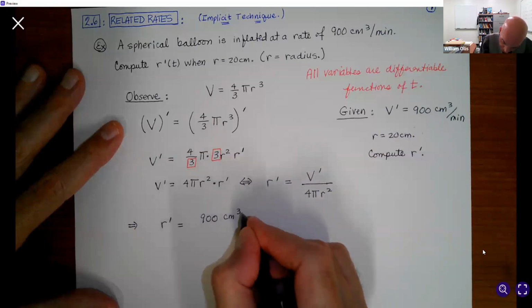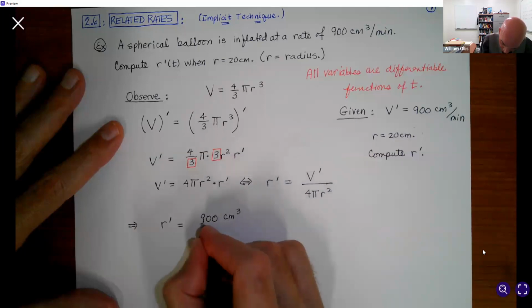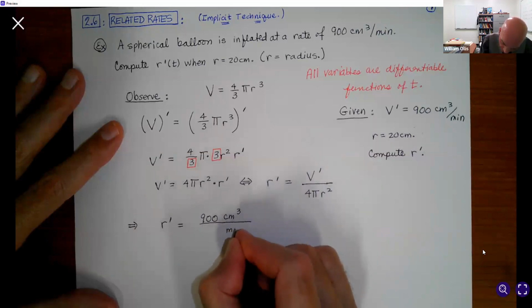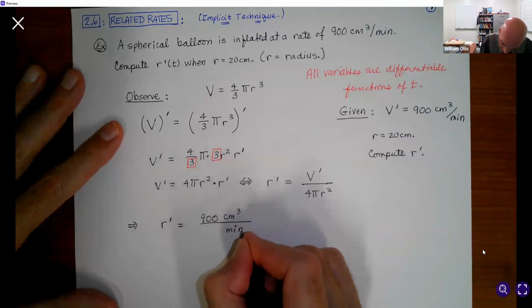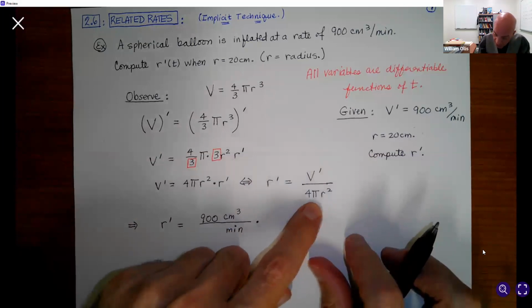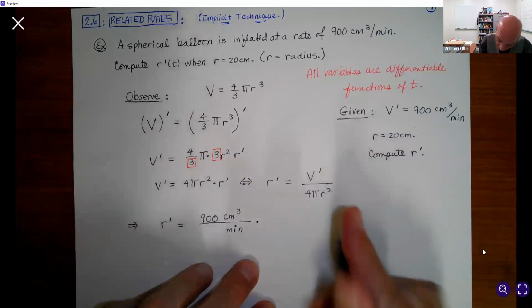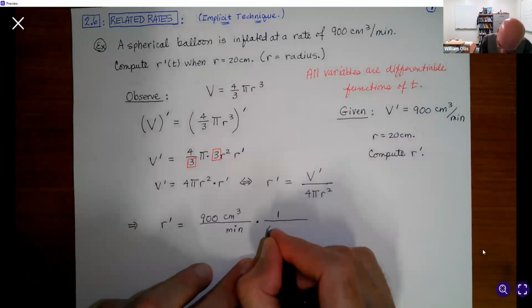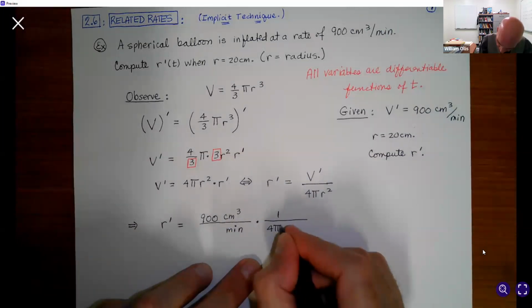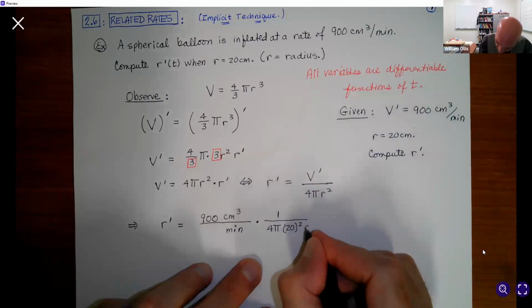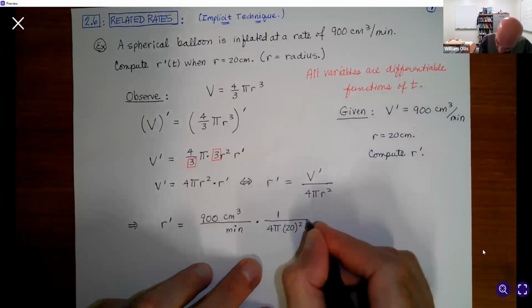Centimeters cubed. And of course, the minutes come downstairs. And then downstairs, we have 4 pi r squared. And that is 20 squared centimeters squared.